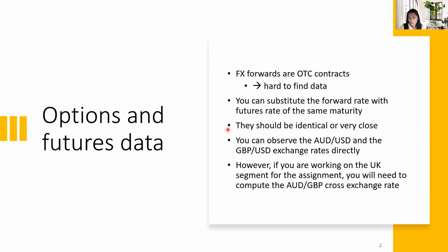Now, there are two versions of the assignment. One is for the US market and one is for the UK market. For the Australian dollar to USD exchange rate, you can observe it directly in the market. But if you have version 2, which deals with the UK, then you have to work out the cross rate between the Australian dollars and the pounds, okay, using these two exchange rates here.